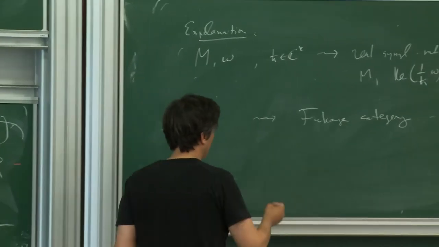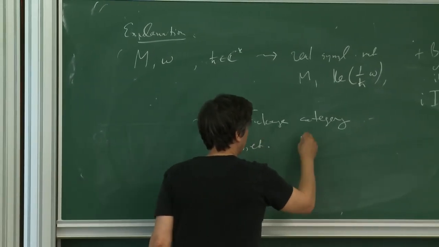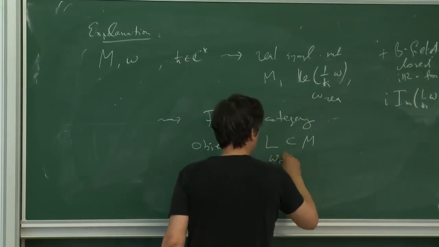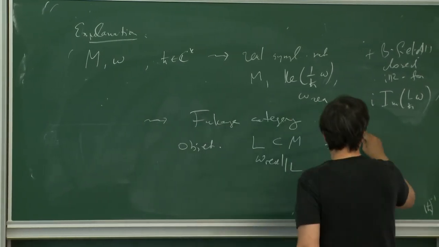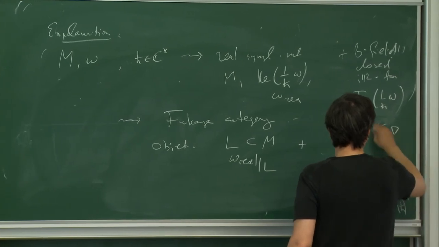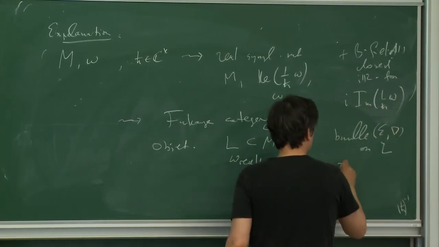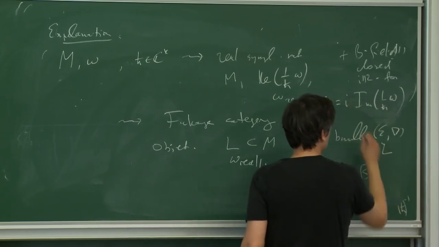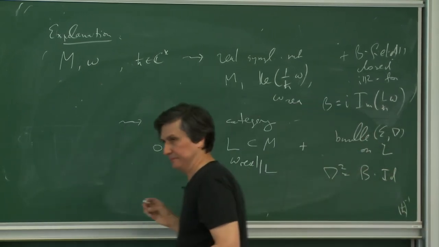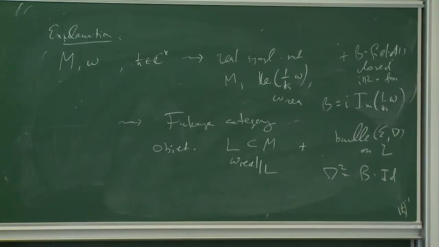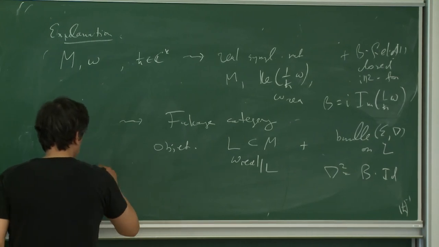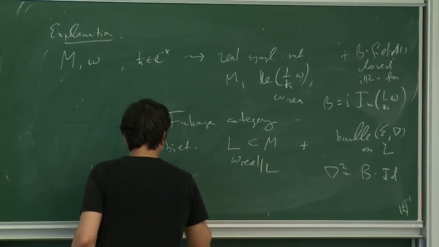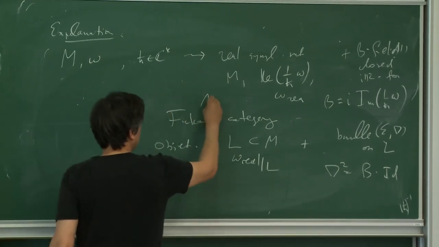What roughly is this Fukaya category? Objects are Lagrangian submanifolds in M, Lagrangian with respect to the real form omega, plus bundles with connection on the Lagrangian manifold, such that the curvature of the connection will be the B field multiplied by the identity operator. That's a rough definition of the objects. And Homs are intersection points, or maybe take Homs between bundles. And then it's also an A infinity category.